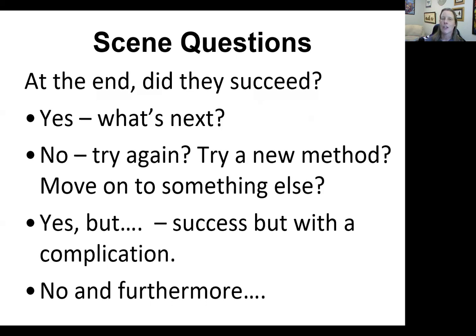And then there's the no and furthermore possibility. So in this case, it could be that they go and ask for a raise and the boss blows up at them and fires them. So they've actually made the situation worse by trying to get one thing, and now they're in a much more difficult situation. So those are kind of fun options to play with, fun for you as the writer, not so much fun for the character, but they can really add some twists and turns and increase the drama in the story.